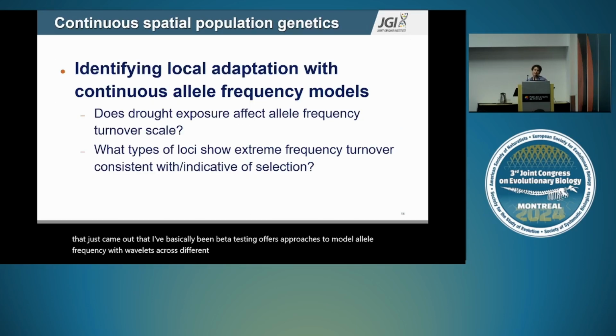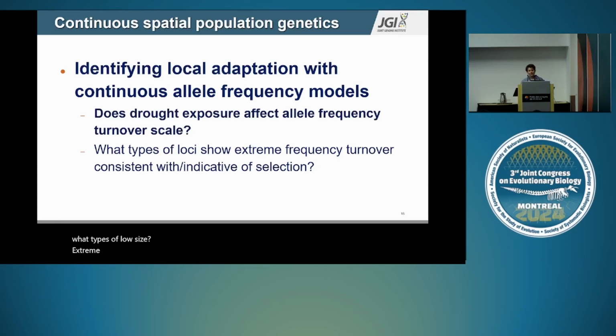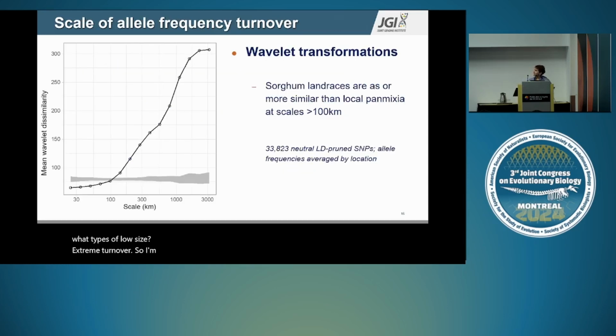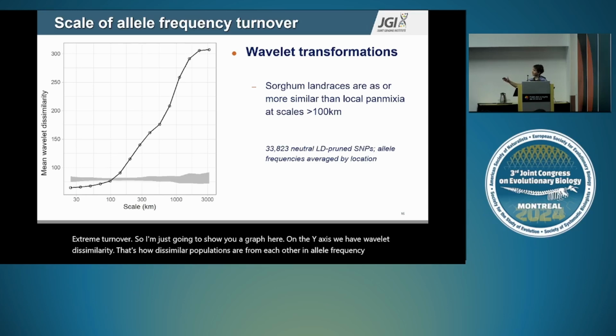So what does that look like in practice? I'm going to apply this to two questions. How does the scale of turnover vary with drought? And what types of loci show extreme turnover? So I'm just going to show you a graph here. On the y-axis, we have wavelet dissimilarity. That's how dissimilar populations are from each other in allele frequencies on average on different scales.